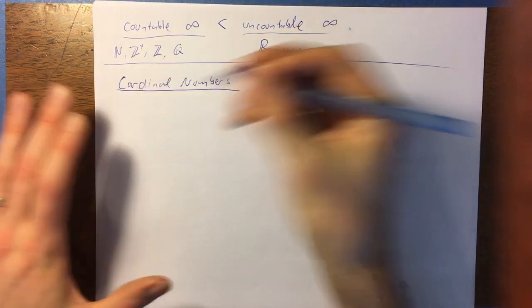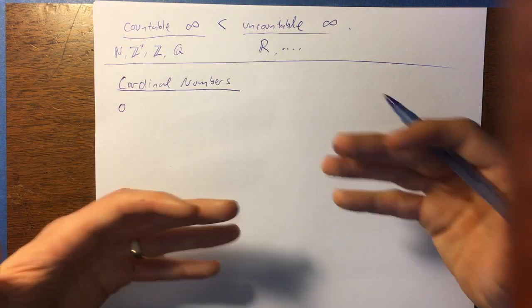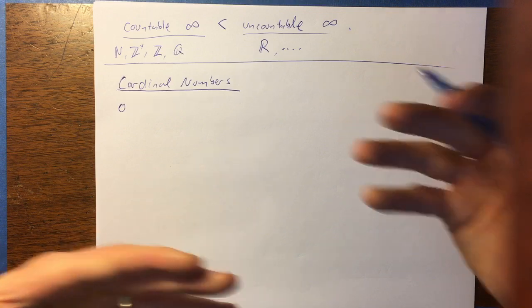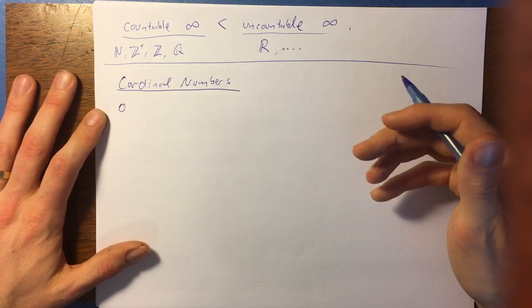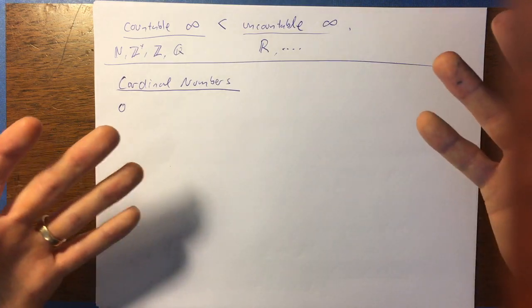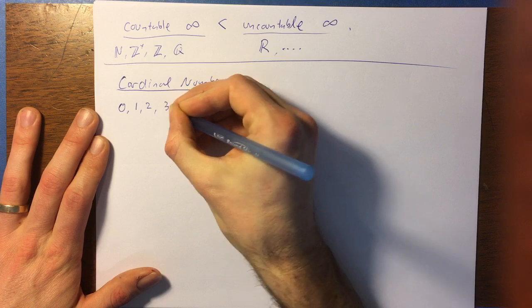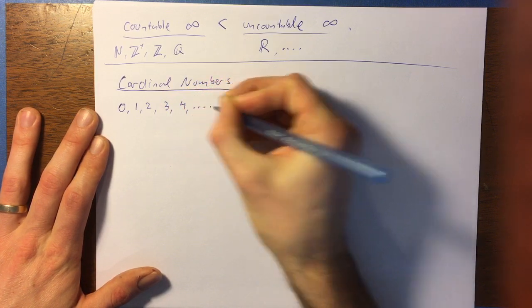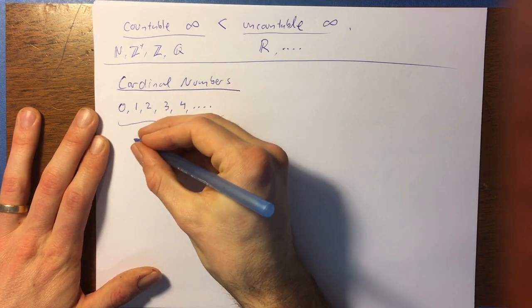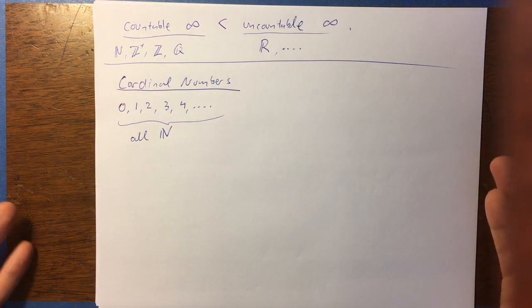Possible cardinal numbers start with 0, right? You can't have a set with a negative number of elements. That doesn't make any sense. And you can't have a fractional number of elements. You can't have a set with half an element. So we have 0, and then 1, 2, 3, 4, and so on. Here we have all of the natural numbers. Those are all possible cardinal numbers.